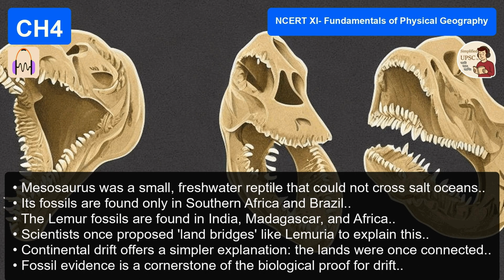Okay, evidence number 4. Placer deposits. This one feels like a detective story. A geological whodunit. It really is. So let's look at Ghana on the West African coast. Ghana has these huge, rich deposits of gold, alluvial gold. People have been mining gold there for centuries.